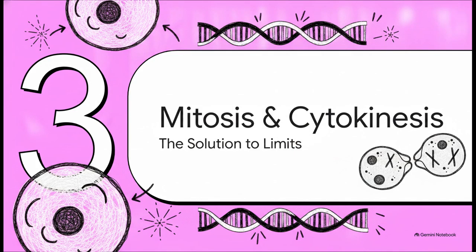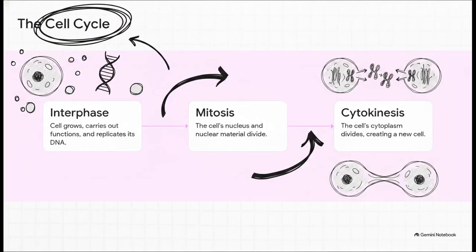Which leads us perfectly into Section 3, mitosis and cytokinesis, the solution to cell growth limits. So our growing cell is facing a massive problem. Once it hits that strict mathematical size limit, it really only has two options: stop growing entirely or divide to survive. And this leads us to the overall process of cellular reproduction, which we call the cell cycle.